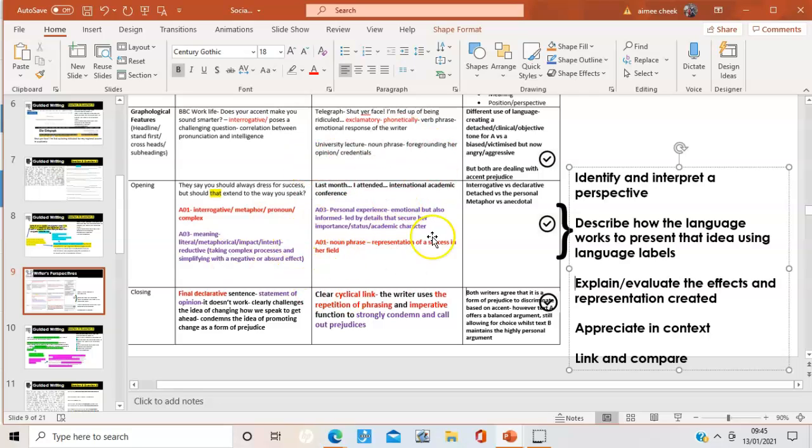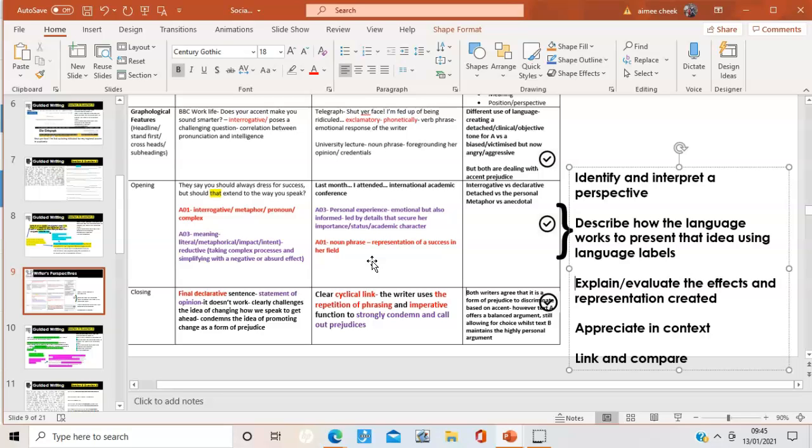In person number 2, we've got the opening sentence of text B: "Last month, I attended an international academic conference." Just some notes here then from an AO3 point of view, that this person is drawing upon a personal experience. So they're emotionally invested, but they are also informed. We know they're informed because she's a university lecturer. She's got the academic credentials.